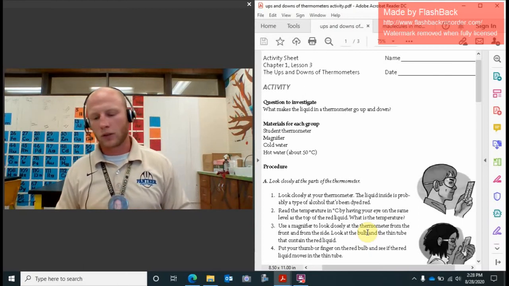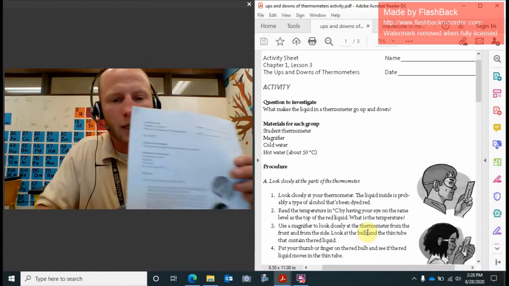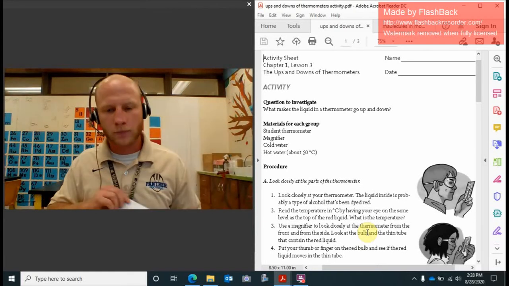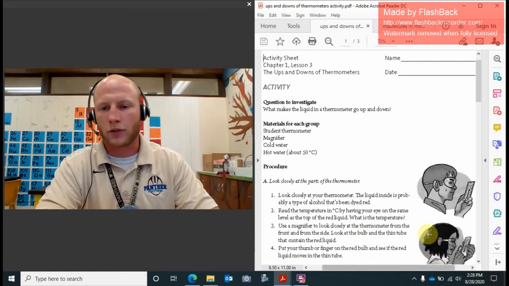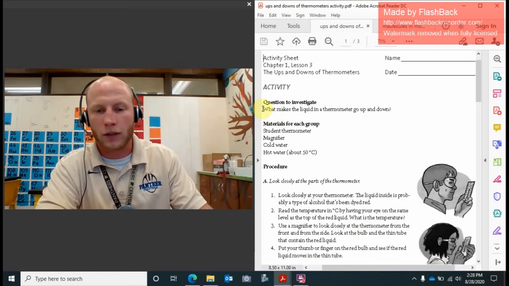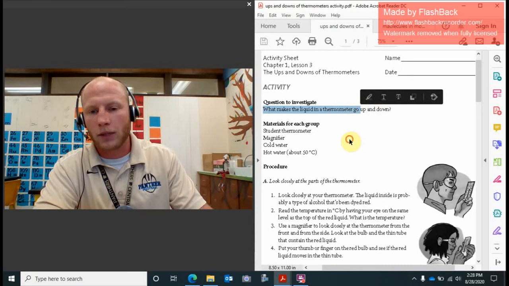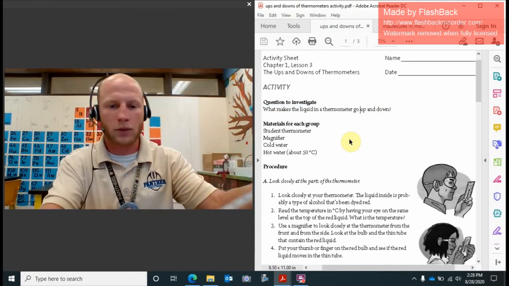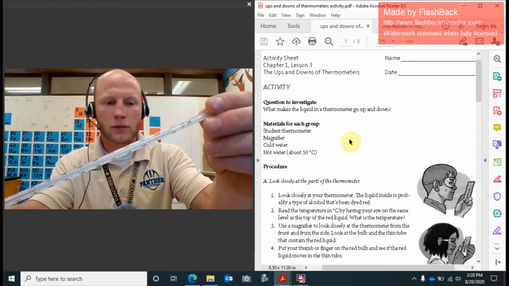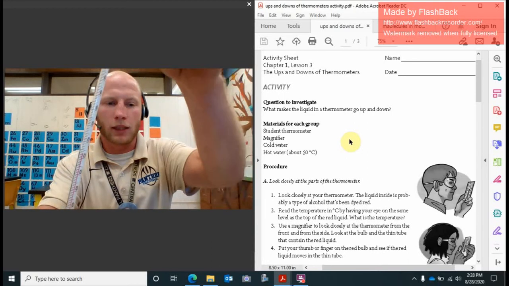All right, so let's go on with our lab here. So I have my lab 3 right here for you guys, on my screen. All right, so let's start off here. So we're looking closely at this thermometer. So here's our question of the day. What makes the liquid in the thermometer go up and down? So in this thermometer that we're looking at, it's actually alcohol. Okay, so I have a scientific thermometer right here. You guys can see the red right there.